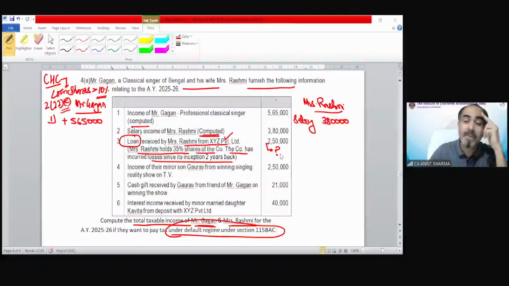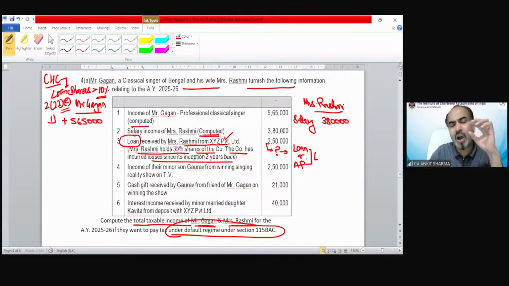Okay. But there was a concept. The deemed dividend amount would be the amount of loan or accumulated profits, whichever is lower. How much would be the deemed dividend? The deemed dividend would be the loan amount or accumulated profit, whether capitalized or not, whichever is lower. Now you will see how beautifully this point has been drafted. Loan received by Mrs. Rashmi from XYZ Private Limited.